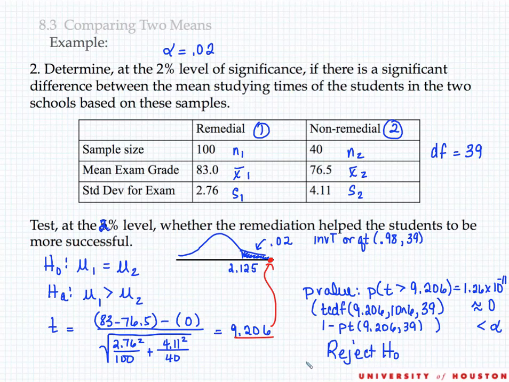Our conclusion would be, based on the 2% level of significance, we will reject the null hypothesis, which says that there's no difference in the means for the remedial and non-remedial, in favor of saying that the remedial has a higher exam.